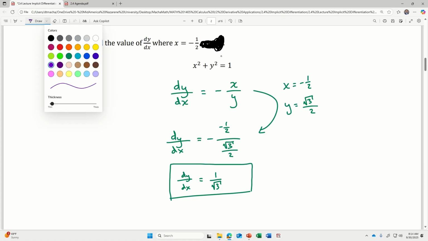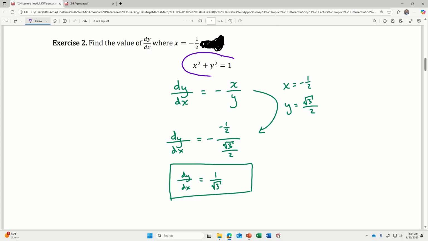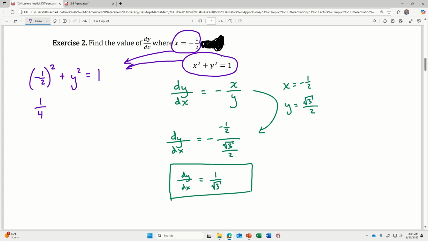It says, find the value of this derivative where x is equal to -1/2. Well, then what you would need to do is take a look at this original equation, combine this with the idea that x is equal to -1/2, and see what we get. That would be (-1/2) squared plus y squared equals 1. -1/2 squared is what? 1/4. Subtract 1/4 from both sides, and then take the square root of both sides.